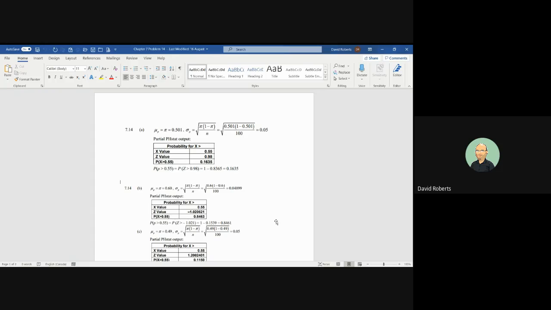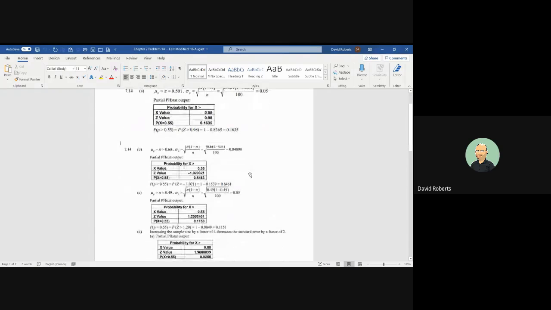And remember, to win the election, you have to be to the right. So a z-score of 0.98 will give you a p-value of 0.8365. And you're trying to find the area above the 0.8365, and you subtract that from the 1, and you get 16.35. So there's about a 16% chance that this person will win the election. Now, because remember, you have to have 55%.